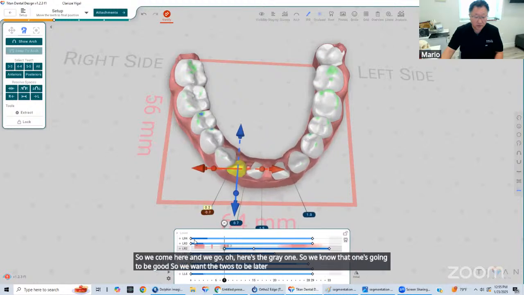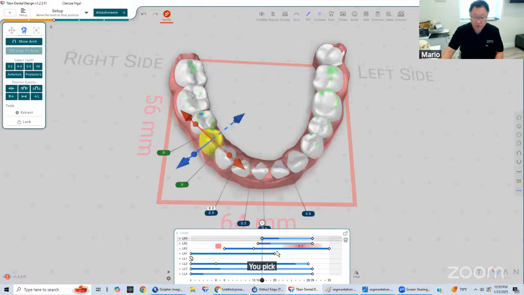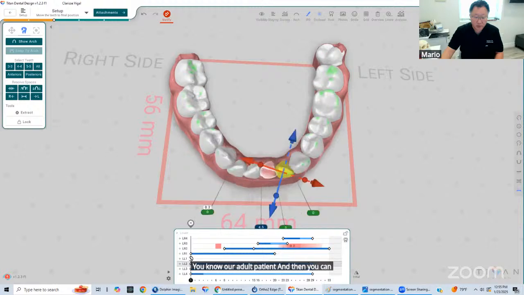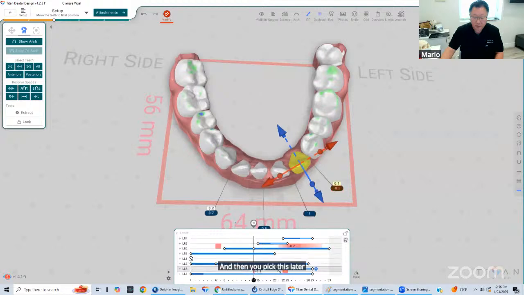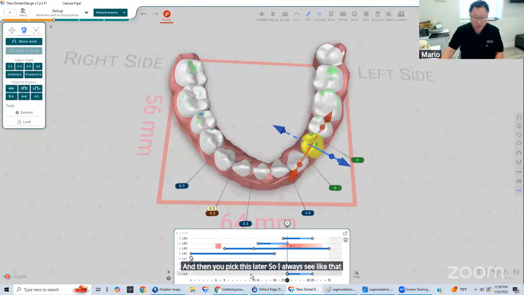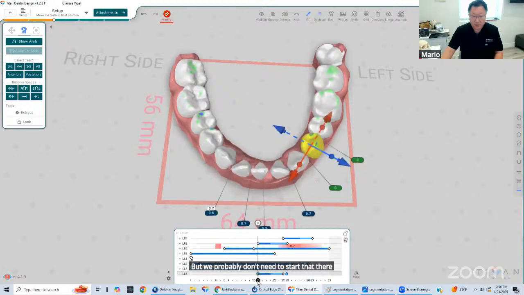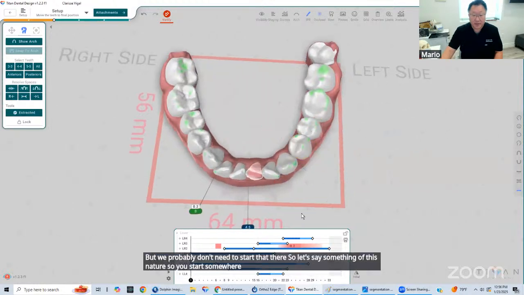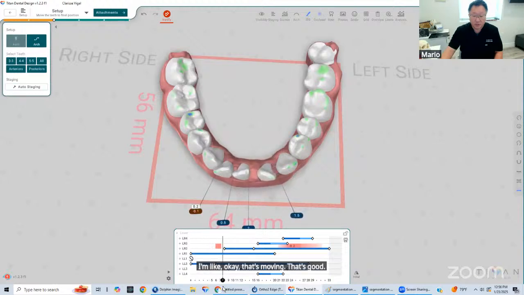Let's say you pick a start, okay? You pick the start, the adult patient, and then you can pick this one, which is this one. So that's going to start, and then you pick this later. I always see that is pretty good, but we probably don't need to start it there. So let's say something of this nature. You start somewhere, so I take a stab at it, I take a guess. I'm like, okay, that's moving. That's good. I like that.